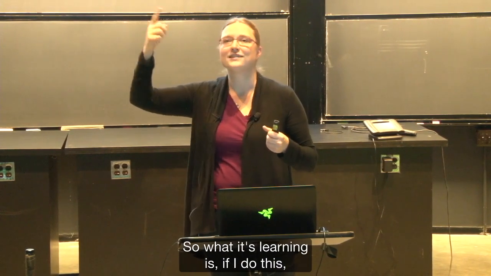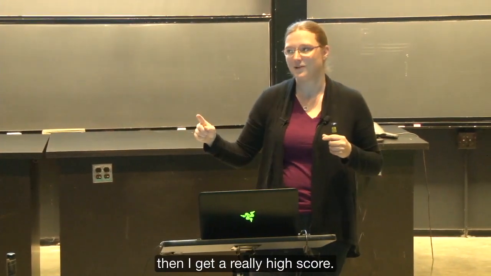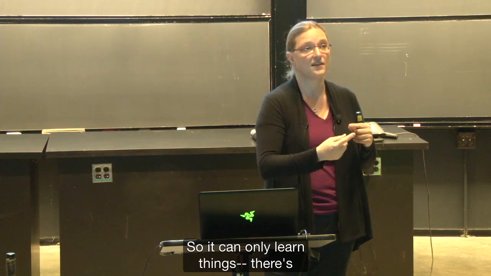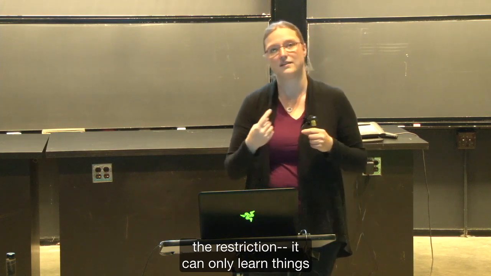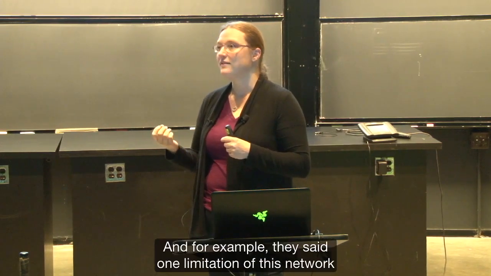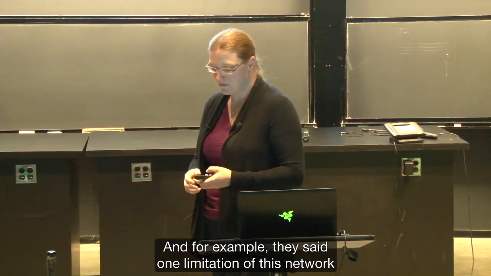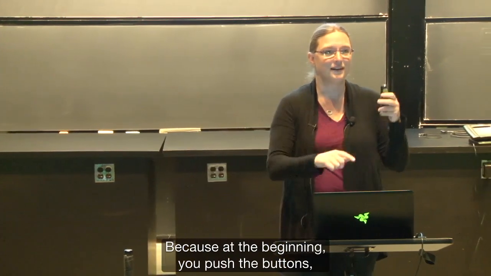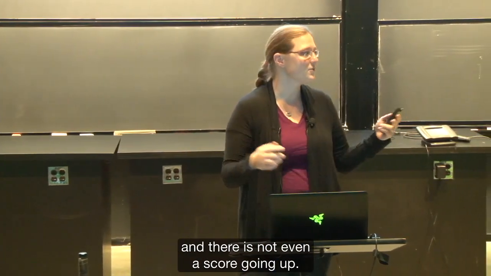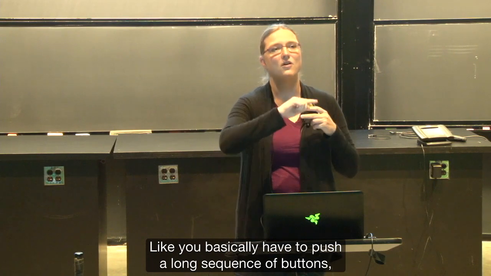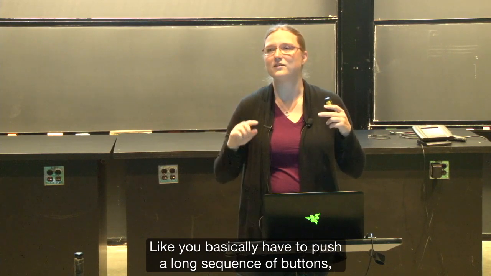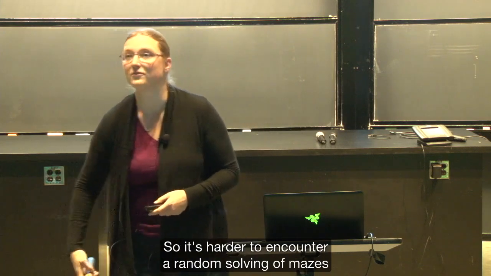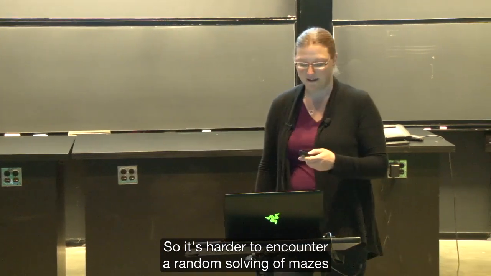So what it's learning is, if I do this, then I get a really high score. But for that to learn, it needs an example of it. So it can only learn things, there's the restriction. It can only learn things that it encountered. And for example, they said one limitation of this network is Pac-Man. Pac-Man is incredibly hard, because at the beginning, you push the buttons, and there is not even a score going up. Like, you basically have to push a long sequence of buttons, and you actually have to do planning to play Pac-Man. So it's harder to encounter random solvings of mazes than this.